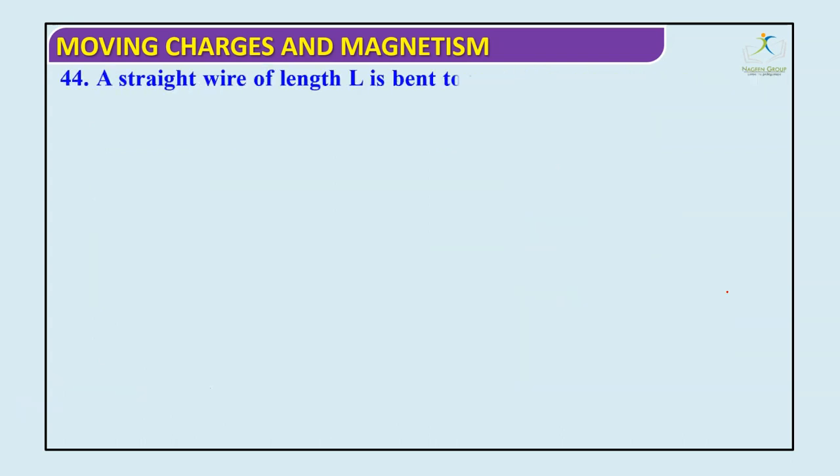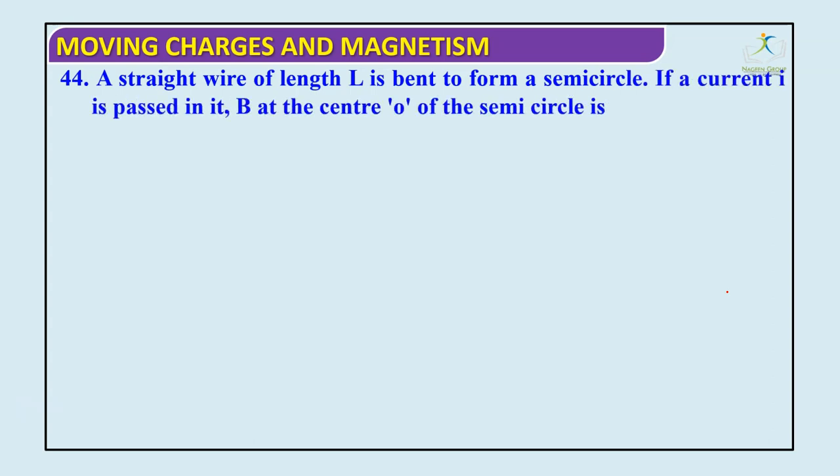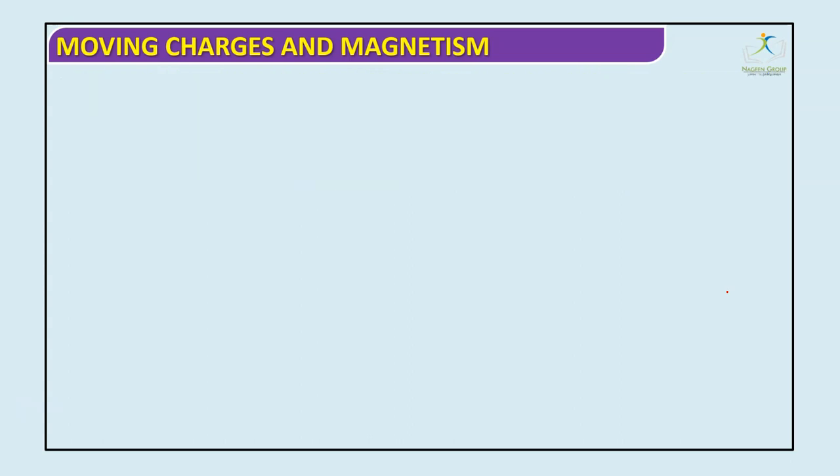Next, we have a straight wire of length L bent into a semicircle. If the current I is passed in it, what is the field at the center O of the semicircle? We have these options. The correct answer for this question is option 3, mu naught I divided by 2 pi.